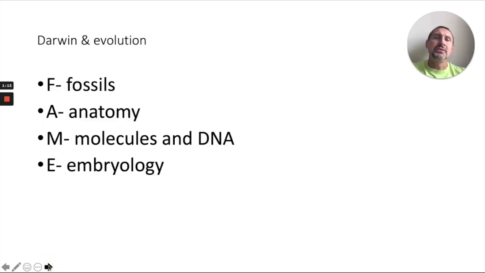When it comes to the mechanisms of evolution, and we're talking about macroevolution, large changes from one species to another, we can remember some of those common evidences with this acronym FAME, F-A-M-E: fossils, anatomy, molecules like DNA, and embryology.